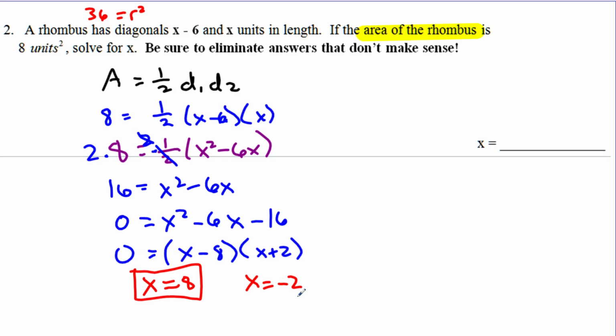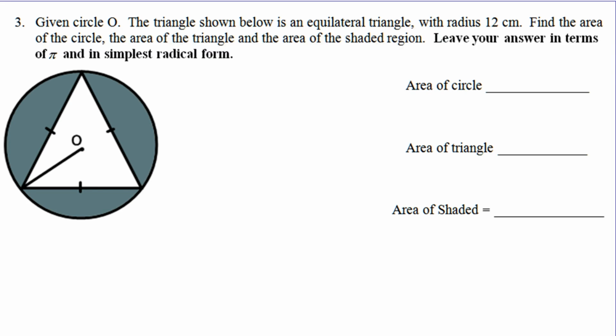When I check the negative 2, though, all of a sudden this doesn't make sense, because when I plug it in here, I'm saying that the length of one of the diagonals is negative 2 units long, and that doesn't make any sense. So we're going to throw that one out, and in this case the only answer is that x could be 8. The only helpful answer for us is that x is 8. Okay? So here's problem number 3.